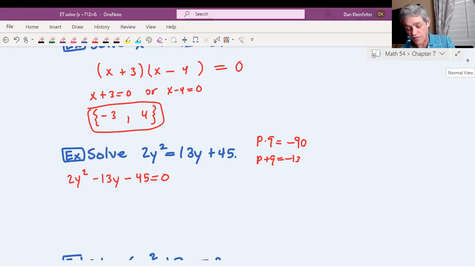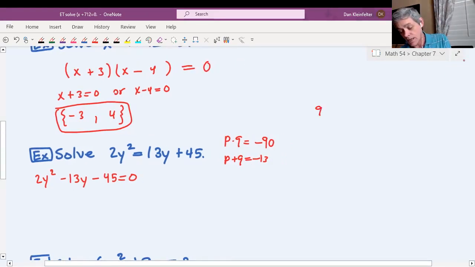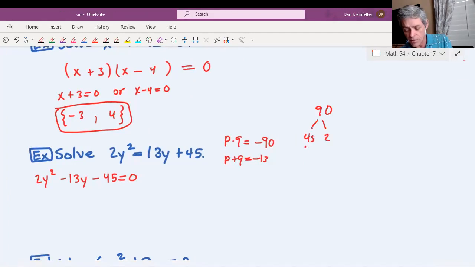So ways of factoring 90. So 90 is 45 times 2. 45 is 9 times 5. 9 is 3 times 3. So we could have 15 times 6. That doesn't do it. We could have 10 and 9. What else could we have? 18 and 5. Looks like negative 18 and positive 5.